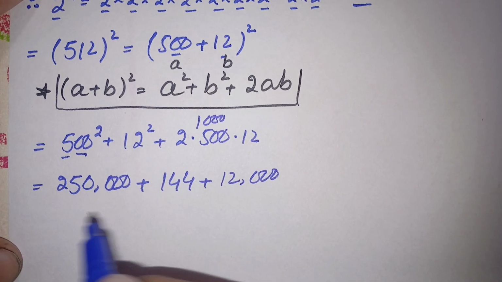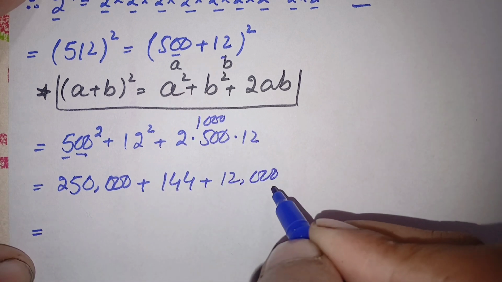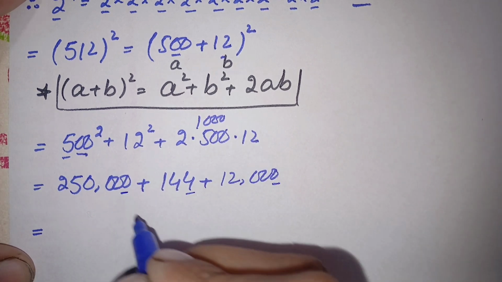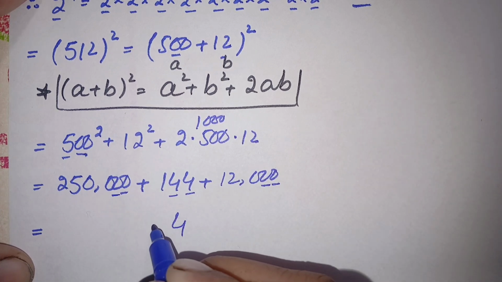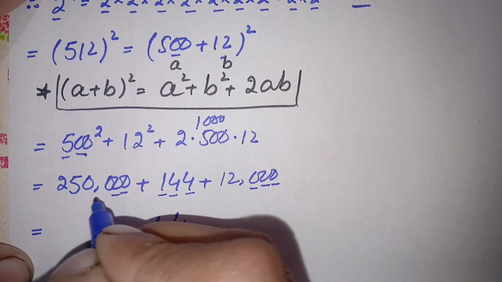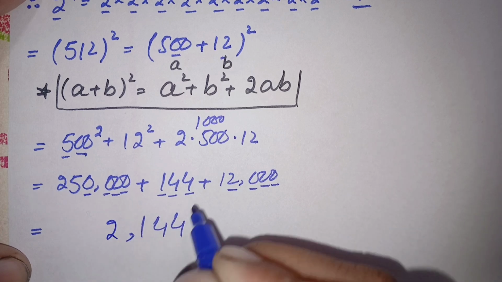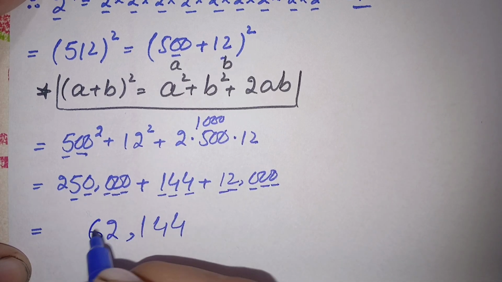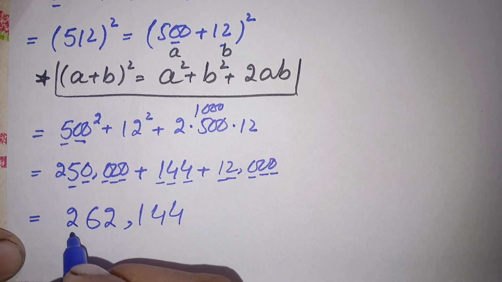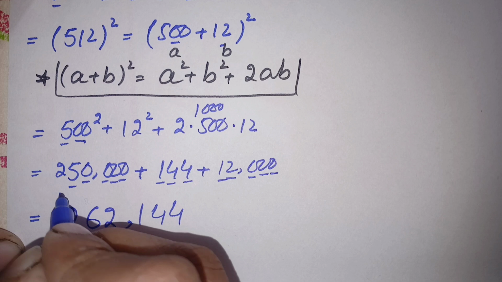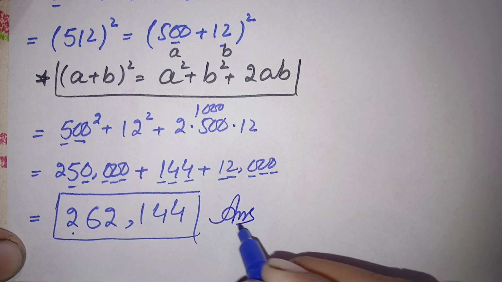Now finally we will add these three numbers, so that will be our final answer. Now to add these three numbers, we will start from the ones position. So 0 plus 4 is 4, 4 plus 0 is 4, 0 plus 4 is again 4, 4 plus 0 is 4, 0 plus 1 plus 0 is 1, comma, 2 plus 0 is 2, 1 plus 5 is 6, and 2. So the addition of these numbers gives us 262,144. So finally 262,144 is our final answer.